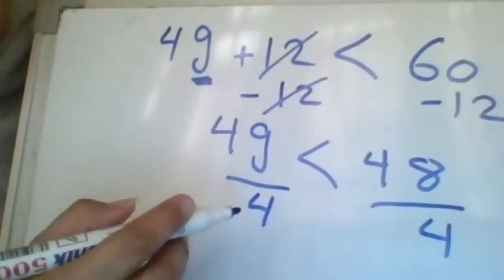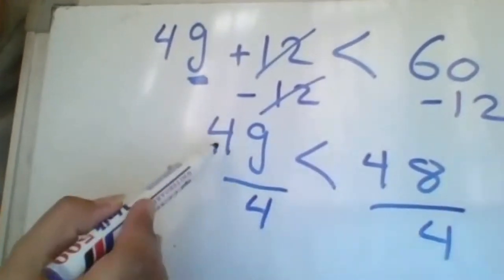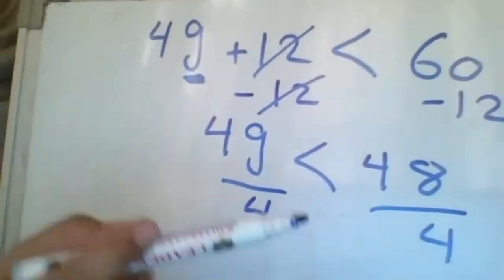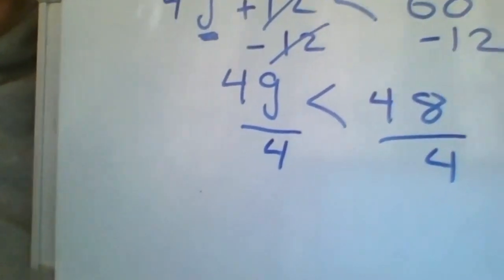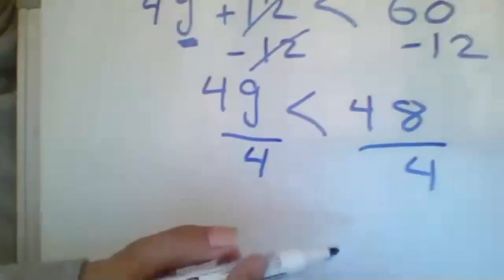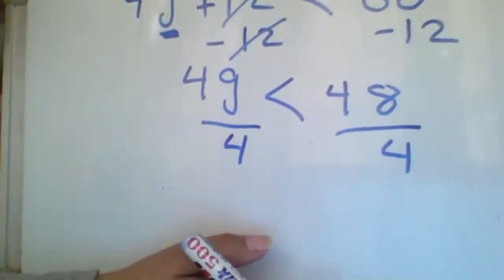Dahroob. 4g divided by 4, Yusuf. So the answer will be what, Yusuf?